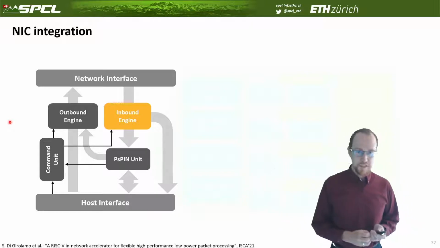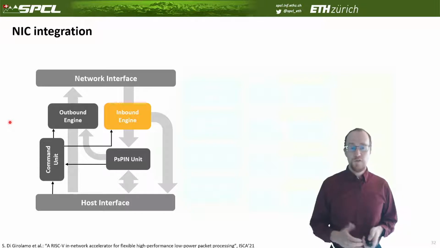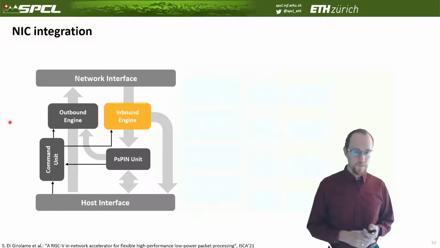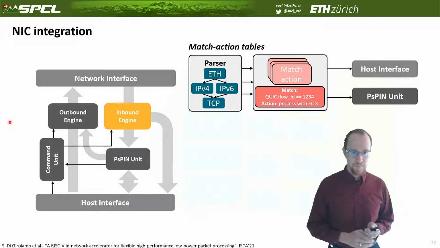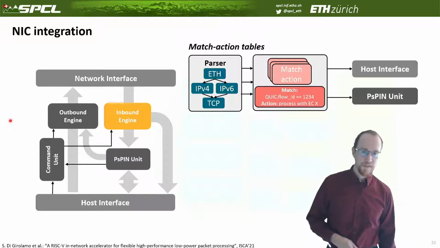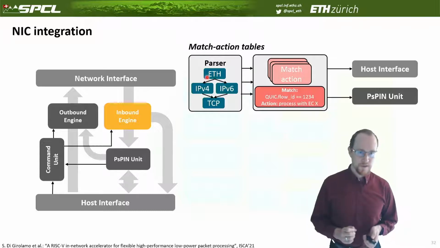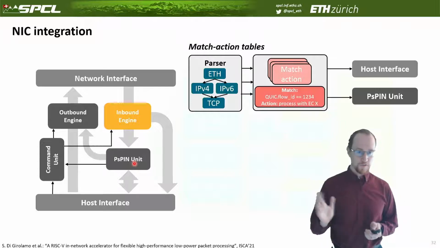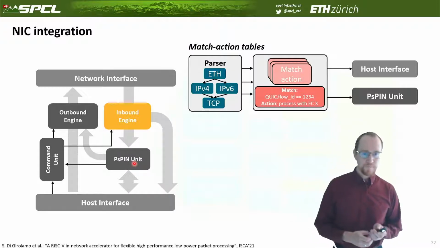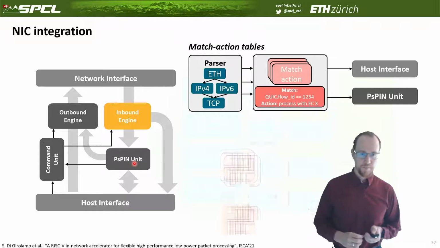So now we have the PSPIN unit, but how do we now integrate this unit into the network card? Well, we also have to modify the inbound engine, because what the inbound engine now has to do, in addition to just forwarding messages into the main memory, is parse the header of each packet and identify whether these packets are routed to the host interface, so going directly into main memory, or to the processing unit, the PSPIN unit, so either going this way or this way. And we do this with very simple match action tables. You can compare those to P4. So we basically identify flows with simple match action rules.